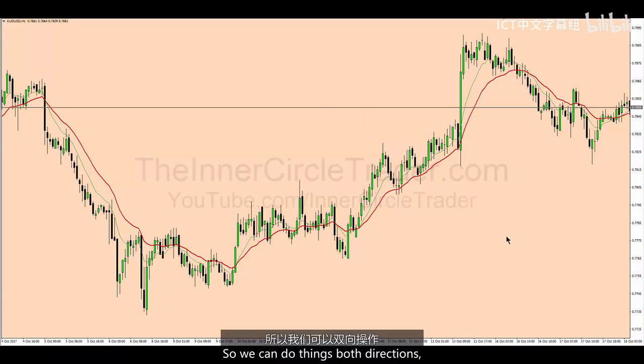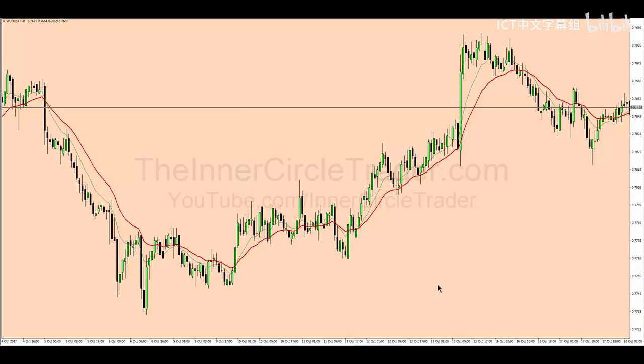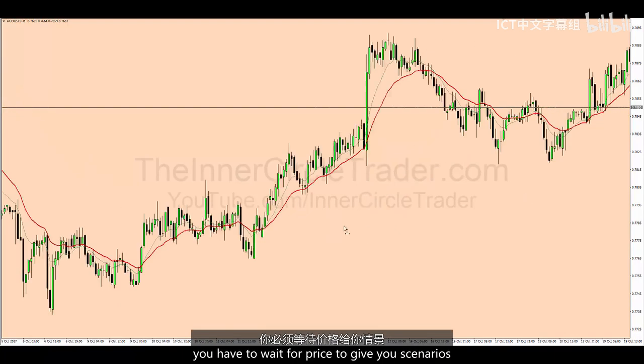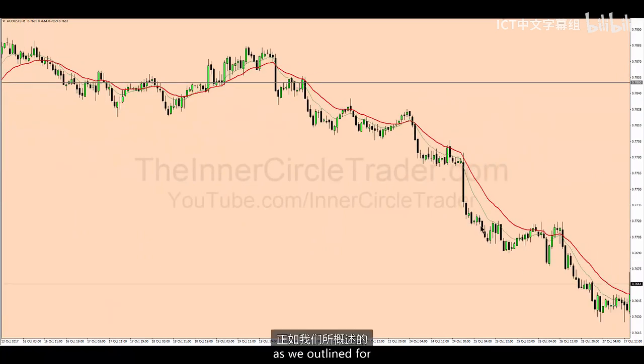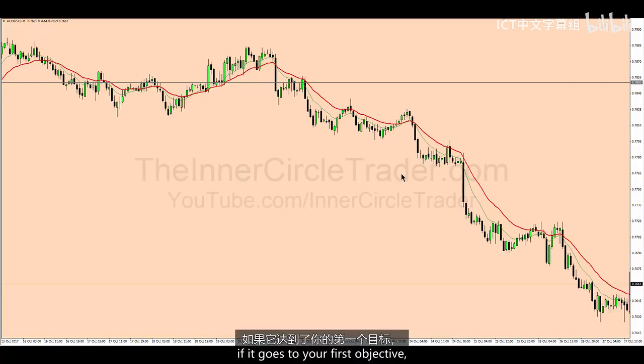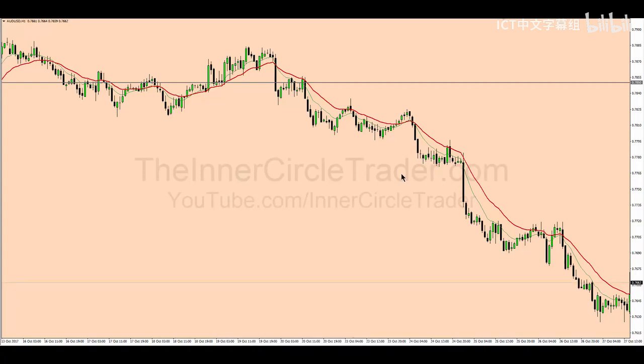So we can do things in both directions, even though we have a sell model, or a sell program that we're working inside of with this red shaded area relative to the daily chart. It doesn't negate you from being able to do anything. It just means that for a swing trade, you have to wait for price to give you the scenarios as we outlined for bearishness, like here. Optimal trade entry, sell, and then leaving portions on a lot longer than you would with day trades. So for a swing trade, you can take off like 50% and leave the remaining 50% on. Whereas with a day trade, if it goes to your first objective, you want to take about 75 to 80% off and leave a small portion on because it's a day trade.